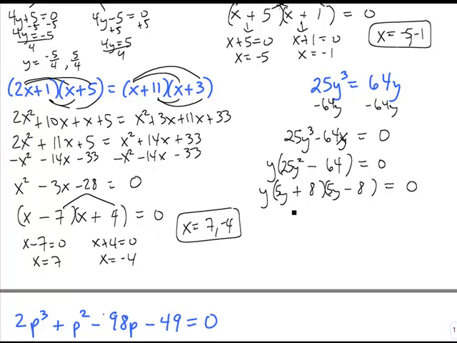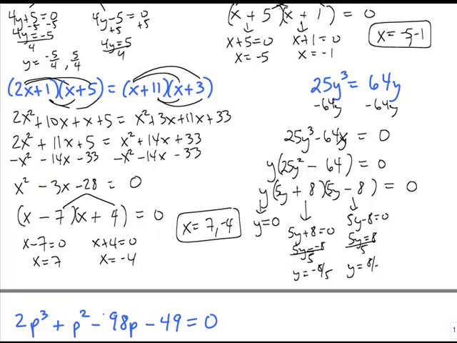So all we have to do now is set each factor to 0. Don't overlook the y that's out front. That y, because it has a variable, needs to get set to 0. So one solution that we're going to get is just y equals 0. Another solution we're going to get, when we set 5y plus 8 to 0, subtract the 8, divide by 5, so we also get negative 8/5. And if I set the third factor to 0, we're going to add 8, divide by 5, so we get positive 8/5. So my 3 solutions are 0 and plus or minus 8/5.